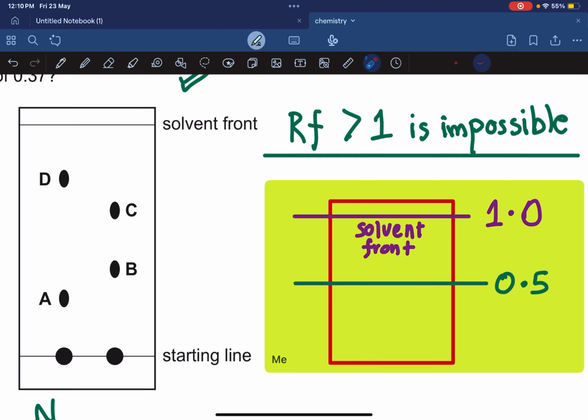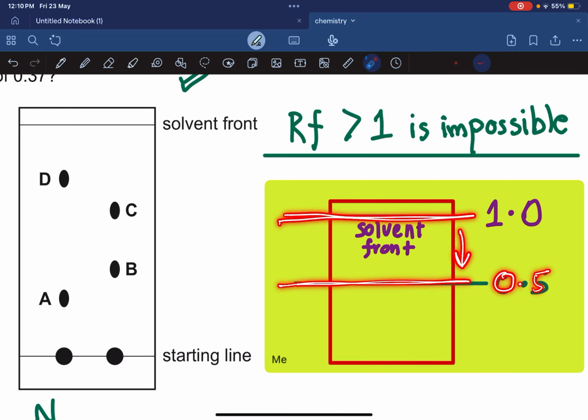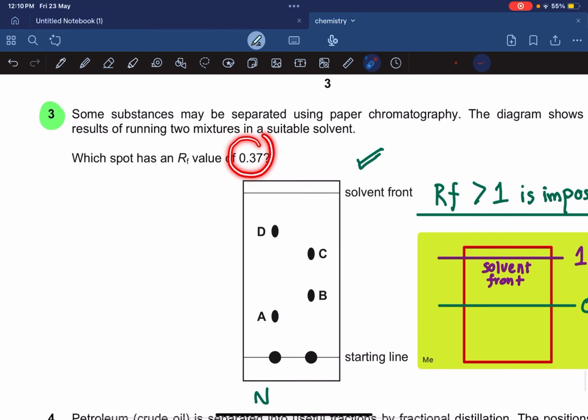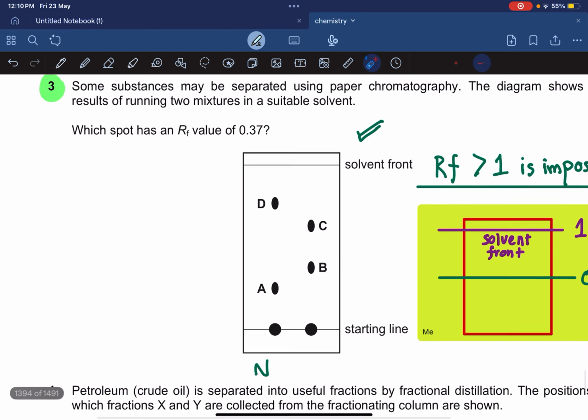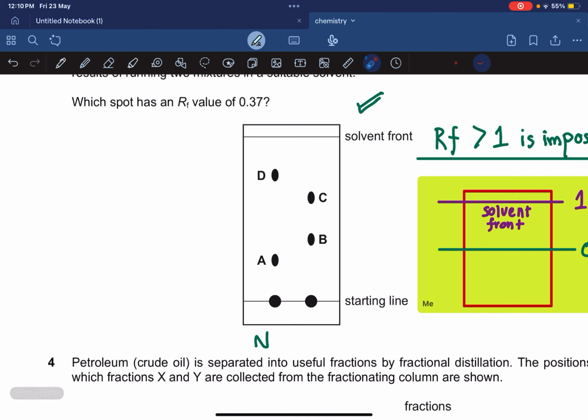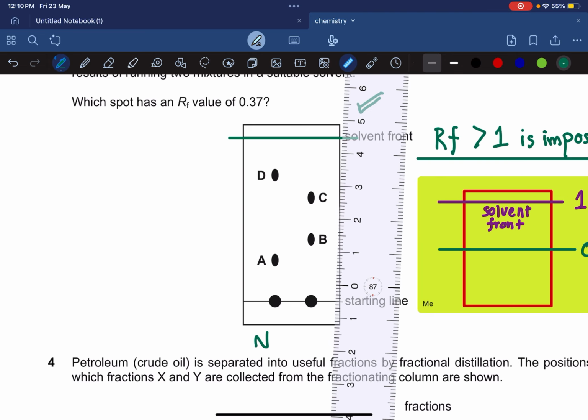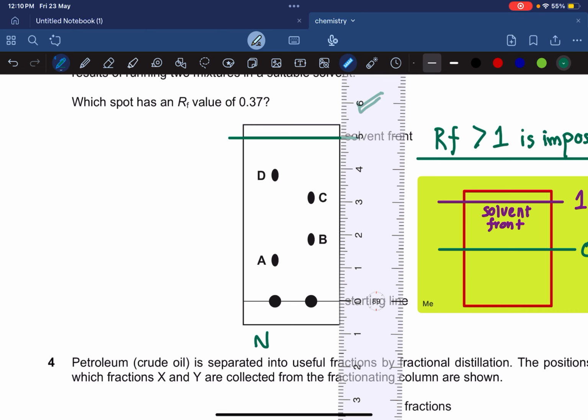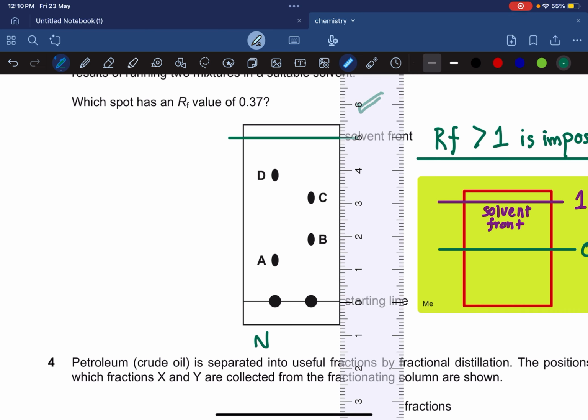So just think about it like this. The top is 1. The top has an RF value of 1. So the middle is going to have an RF value of 0.5. That's half of 1. So we had to find the spot with RF value of 0.37. Can you figure it out now? 0.37 is obviously going to be below 0.5. And by using our simple scale, we know this spot is going to be 1. And if we just see the half of this, starting from 0, this is almost 5, and the half of 5 is going to be 2.5. This one right here is 2.5.